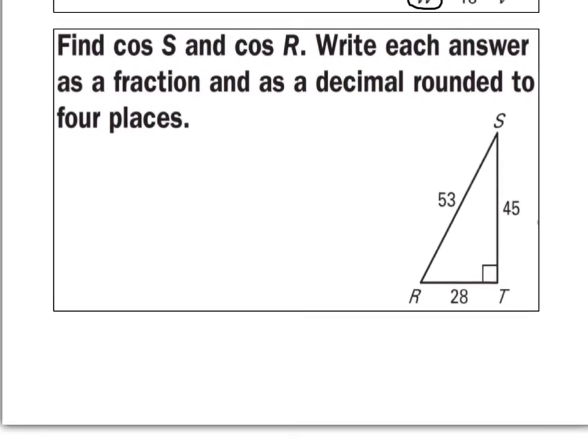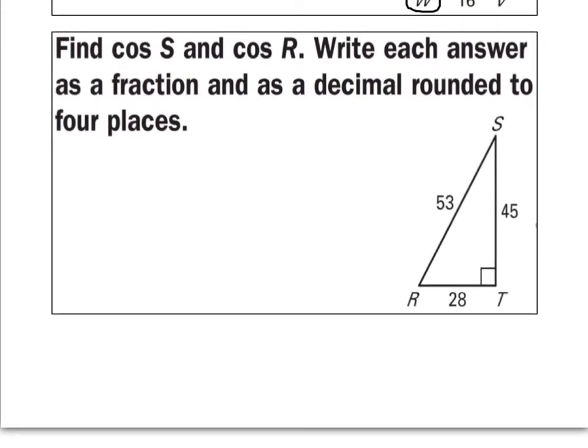All right, so let's go through an example of cosine now. Remember, the cosine is equal to the adjacent over the hypotenuse. So what I want you to do, see if you can figure out the cosine of S and the cosine of R, their ratios, and calculate them to their decimals, and then hit pause and see if you get them correct.